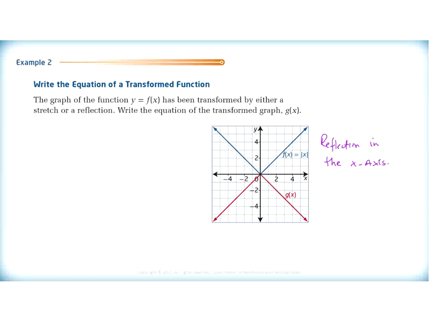So if there's a reflection in the x-axis, the new function, g of x, of course, is simply the graph of f of x with a reflection in the x-axis. We end up with a negative placed right here. Reflection in the x-axis, or I could write it like this: negative g of x equals the absolute value of x. Either one of these is fine. Both of those represent a reflection in the x-axis.